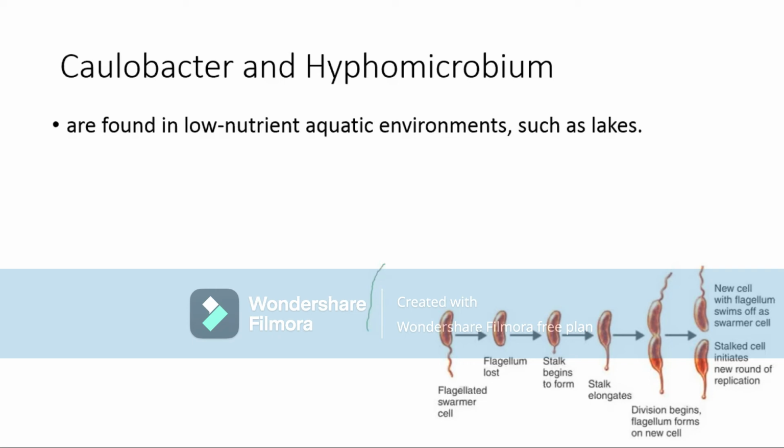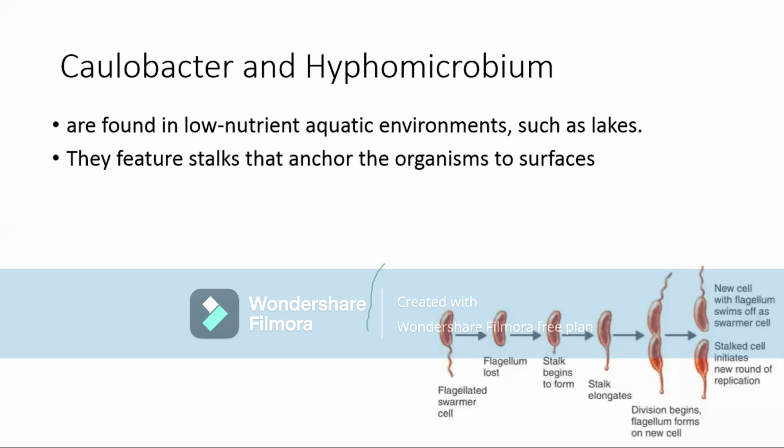Definitely, compared to land, aquatic environments are less abundant with nutrients. So low nutrient aquatic environments such as lakes, and their feature is, both of these groups, they have stalks. They have stalks that anchor the organism to surfaces, meaning they attach themselves to different surfaces by means of a stalk.